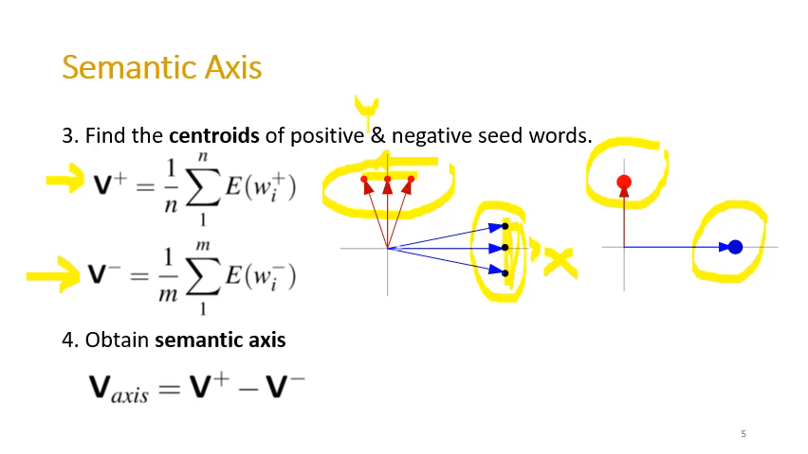Now, semantic axis simply means that we are subtracting the vector of the centroid of the negative seed words from the vector of the positive centroid, this blue arrow here. So the blue arrow here minus the red arrow. This black dashed arrow is the semantic axis for this example.